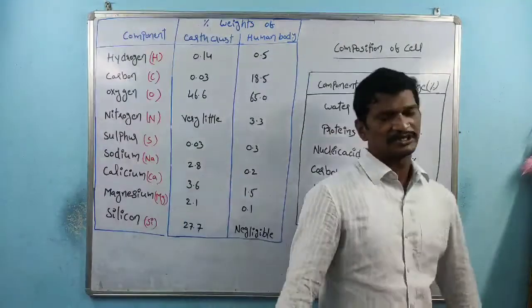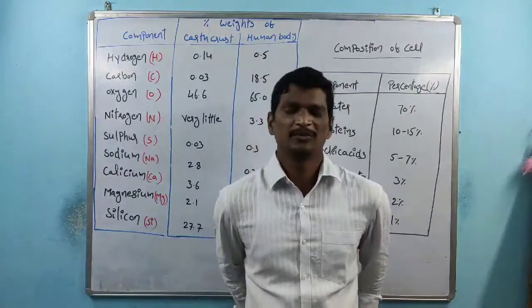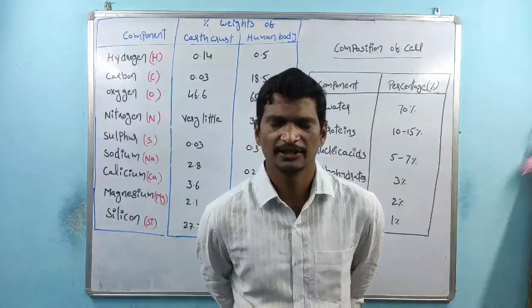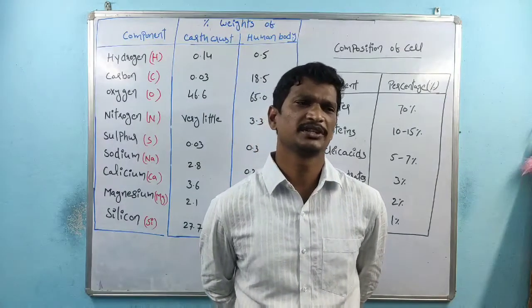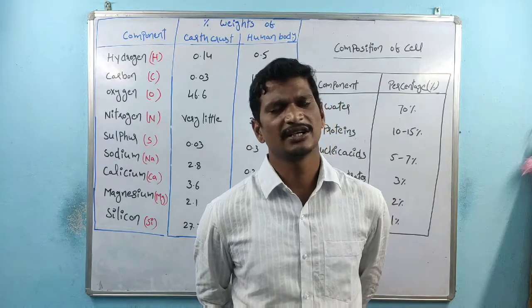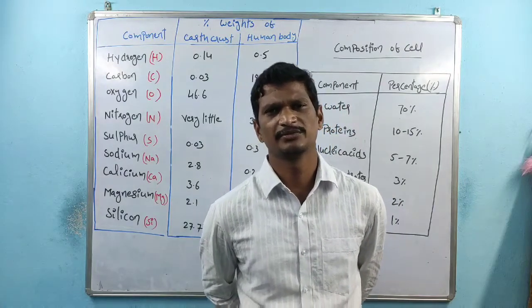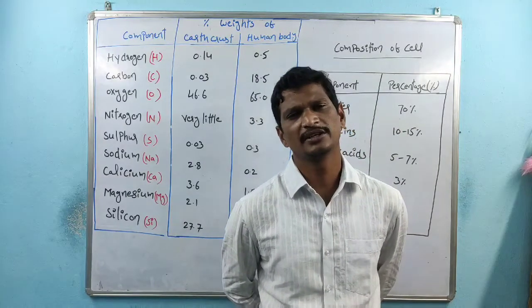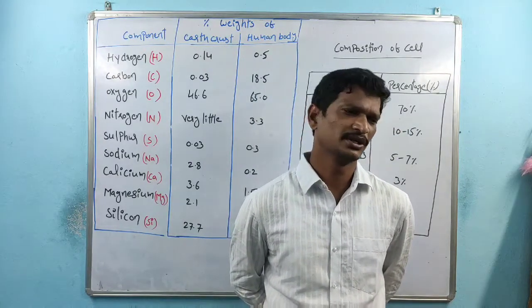Hi students, in the last class we discussed the composition of cells. In that case we chose two different methods. One of the methods is the collection of living cells, right? Living tissue is collected and subjected to the isolation of biomacromolecules and biomicromolecules.